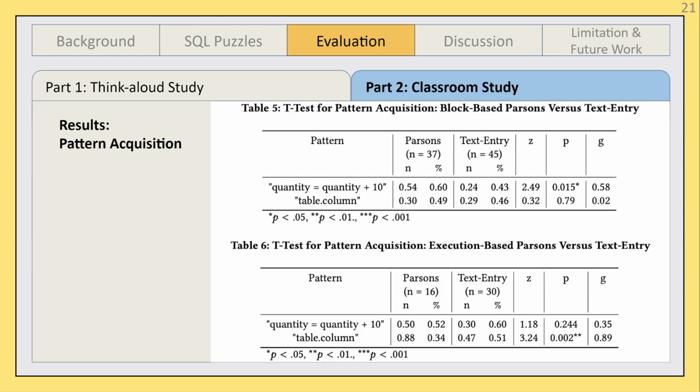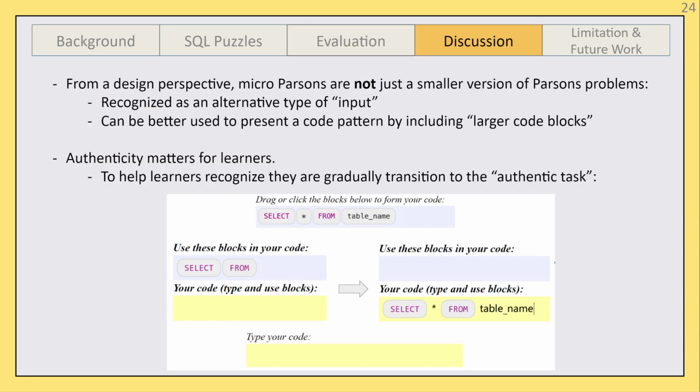We also collected data on students' learning of 2 code patterns included in the study. In the PB-TE1 comparison, learners in the PB group demonstrated a significantly higher learning gain for the first pattern compared to TE1, but no significant difference for the second pattern. Interestingly, in the PE-TE2 comparison, learners in the execution-based Parsons group demonstrated a significantly higher learning gain than their control group for the second pattern, but not the first pattern. Detailed discussion about our research questions can be found in our paper.